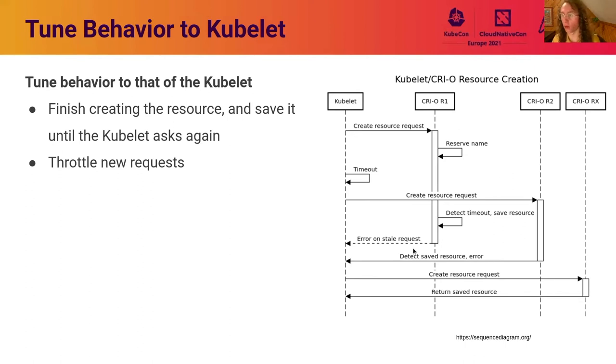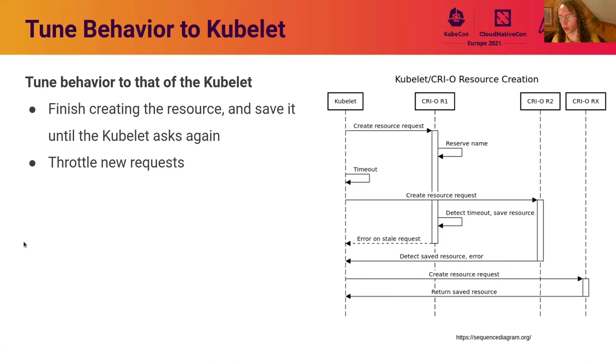Luckily, CRI-O knows that the Kubelet is going to re-request that resource pretty much immediately, 10 seconds later. On that next re-request, CRI-O can look into its resource store, realize, oh, I've already got this, and return it immediately. This is a much better user experience and also mitigates against the load, where now, instead of returning one of these errors every 10 seconds, it's once every 4 minutes. And we're not redoing all of the work that we did in the original routine. We're saving that resource just as we should, and the moment that we're able to, we send that resource back. This is all possible because CRI-O is able to tune its behavior to the Kubelet.